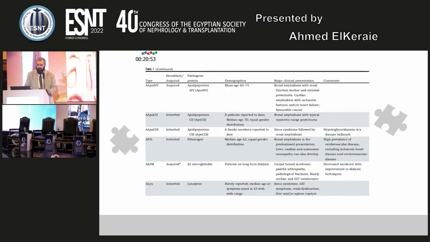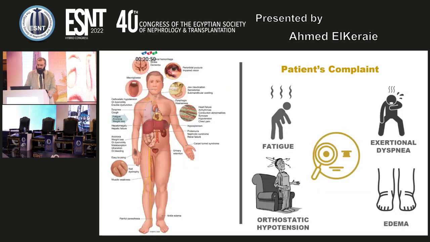But to cut a long story short, these are the different types with the different deposition sites and the different clinical presentation. This is the most common patient complaint in a patient with primary or AL amyloidosis. The patient would come with fatigue, orthostatic hypotension, exertional dyspnea, and pedal edema, and the affection is widespread. You can find bruises in the skin, nail dystrophy, muscle weakness and affection of the muscle, and affection of the tongue in the form of macroglossia.